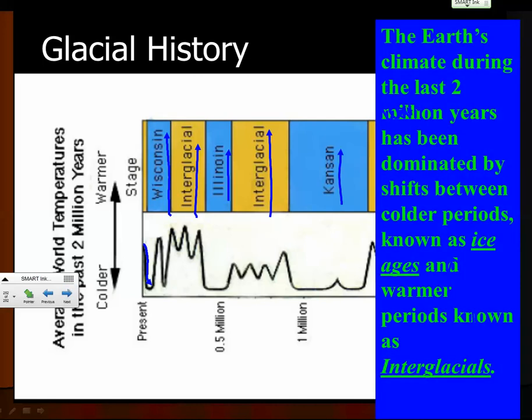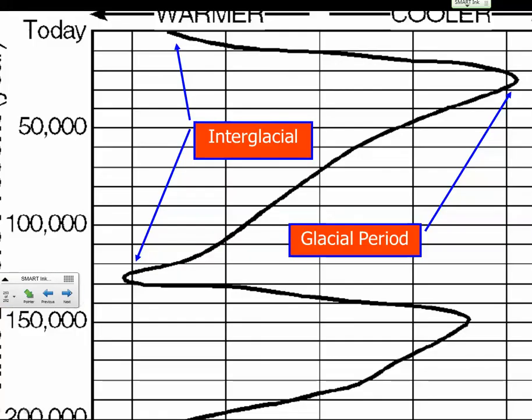The Earth's climate during the last 2 million years has been dominated by shifts between cold periods, known as ice ages, and warmer periods, known as interglacials. Here's another graph showing the warmer versus the cooler periods. The far right-hand side of these graphs, where the peaks are on the right, those are glacial periods when it's cooler. And the far left are the interglacials. Today we are in a warming period, as you can see right there. 50,000 years ago, much colder. 130,000 years ago, much warmer. You get the idea. Earth goes through climate change.